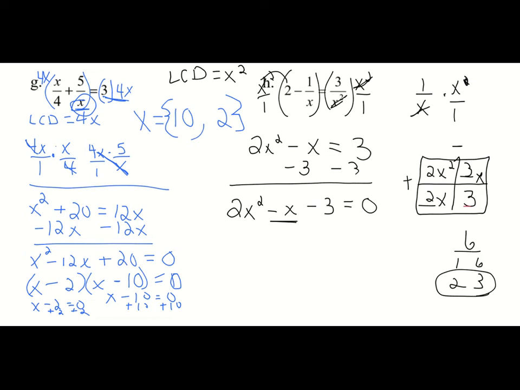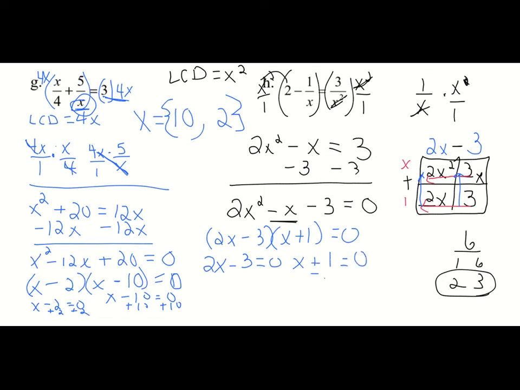So when I factor across for 2x and 3, my greatest common factor is 1. For the 2x squared and the 3x, it's going to be x. When I factor up, 2x squared and 2x is going to give me 2x. 3x and 3 will give me a 3. So it factors to 2x minus 3 times x plus 1 equals 0. And again, set both of those to 0 and solve.